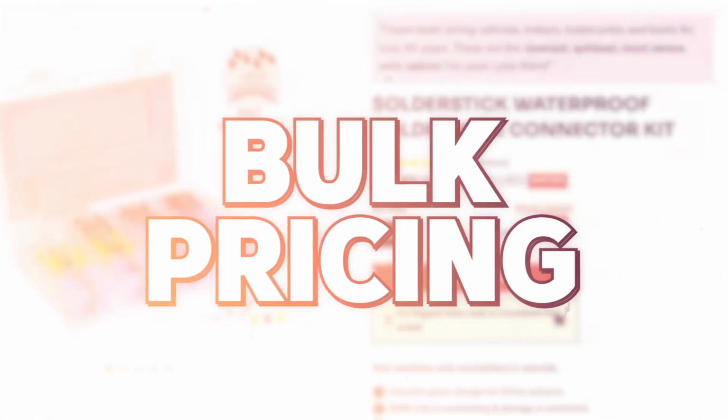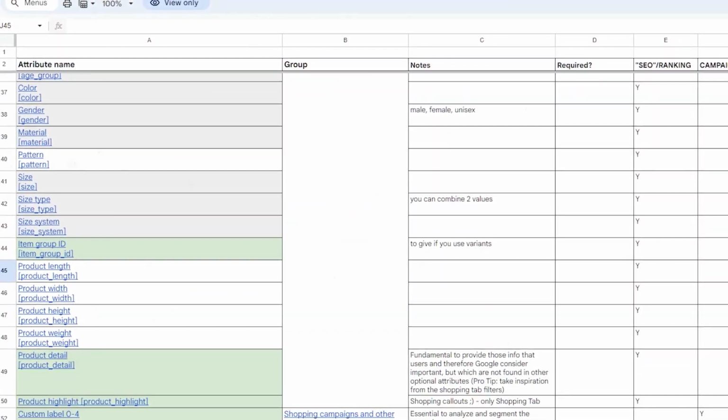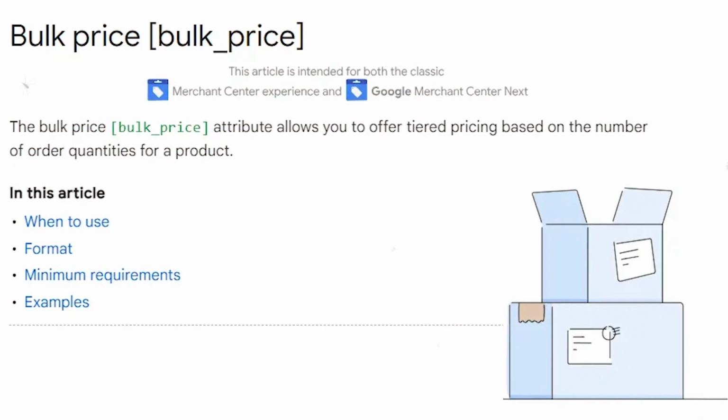Third point, bulk pricing. So we actually have a master file with all the attributes, notes, and links for each product attribute. We regularly update it with the latest Google changes, things of that nature. And one recent change is incredibly important, and it's been flying under the radar. And I'm talking about Google's bulk price attribute. It's a significant potential game changer for businesses selling products online. So let me break it down for you.